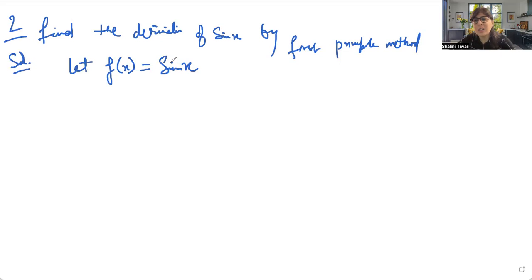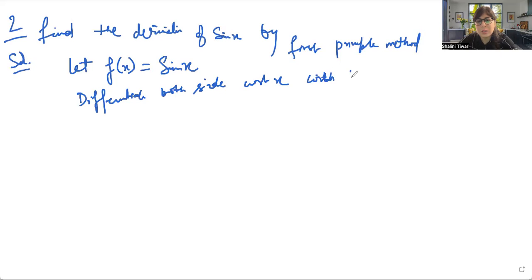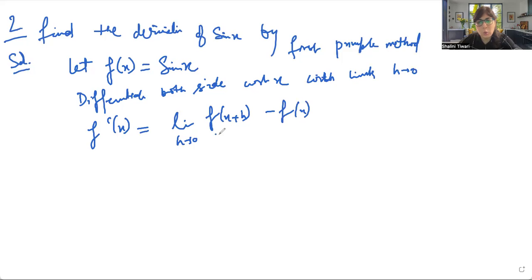So first we need to consider the function as sin x, then differentiate both sides with respect to x and you can write with limits h tends to 0. So f dash x becomes limit h tends to 0, f of x plus h minus f of x over h. So again, we need three things: h, f of x, and f of x plus h.